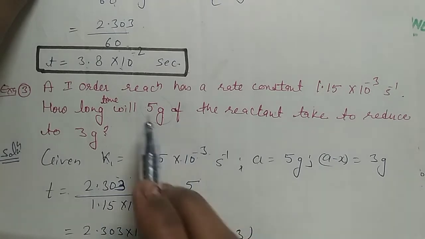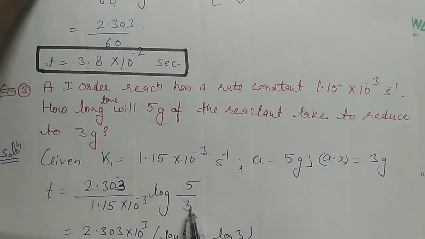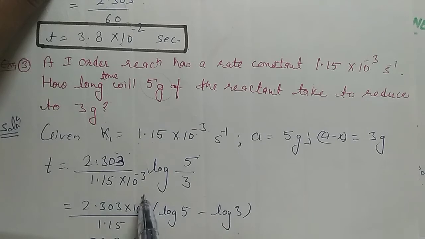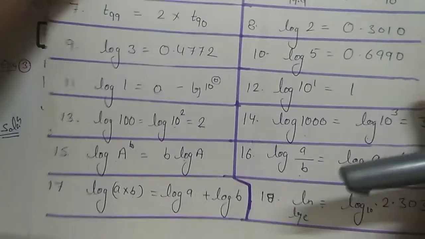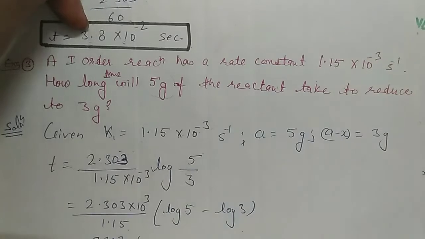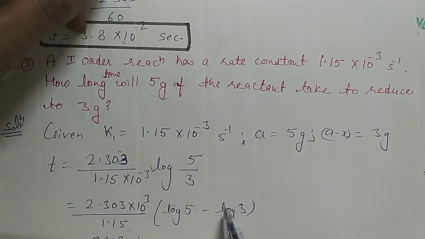Log A is 5 and A upon X is 3. So it is 2.303 into 10 to the power 3 upon 1.15, into log 5 minus log 3. As I have told you, log A upon B is equal to log A minus log B. So log 5 upon 3 means log 5 minus log 3.